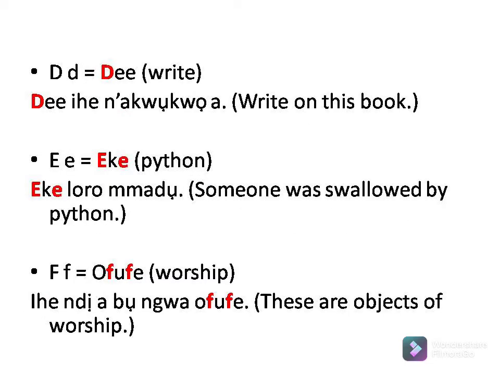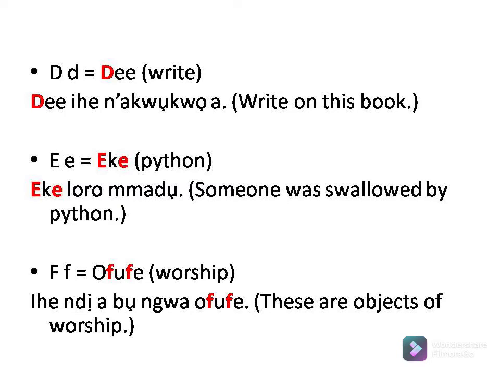The next letter is D. That is the D in English language. And you can find it in a word like dee. Dee is the verb to write. Now you can use it in a sentence like dee ihe n'akwụkwọ a. Dee ihe n'akwụkwọ a, which means write on this book.